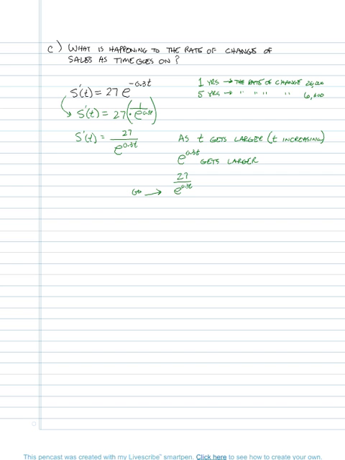The denominator gets big. What happens when a denominator gets big? You know, like if we had 2 over 3, 2 over 5, 2 over 10, 2 over 100, 2 over 1,000, the bigger the denominator gets, the smaller the number gets, right? The smaller the fraction gets. So when the denominator gets big, the fraction gets smaller. So the larger t is, the smaller the fraction is, and that means the smaller s prime of t is. S prime of t, which is equal to 27 over e to the 0.3t, gets smaller as t gets bigger.